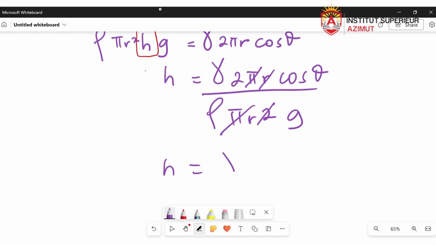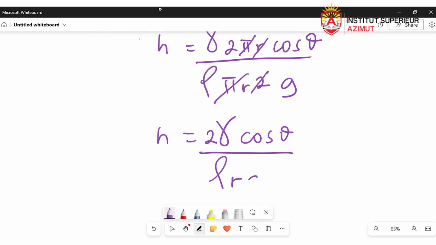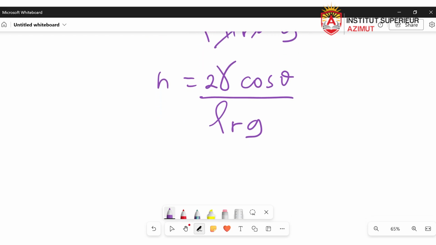Pi will cancel, this radius will take this square, and then we will be left with h equals 2 gamma cos theta divided by rho rg. So this formula tells us that all things being equal, the higher the radius, the smaller the height. So if the radius of the capillary tube is very large, the height is not going to be noticeable. And if the radius of the capillary tube is very small, the height is going to be noticeable because it's going to be high. All right, let's compute that.